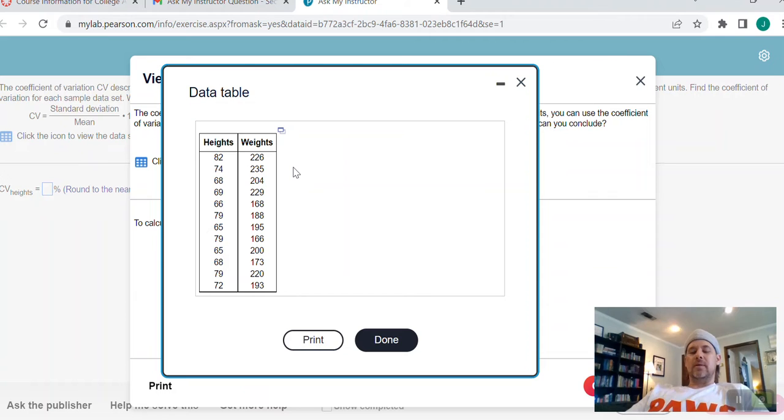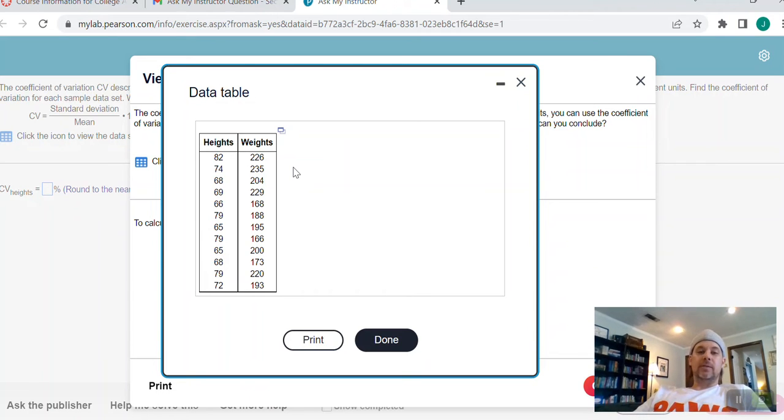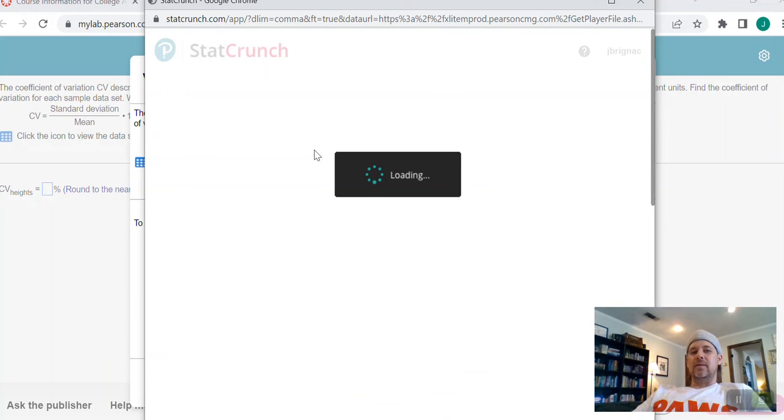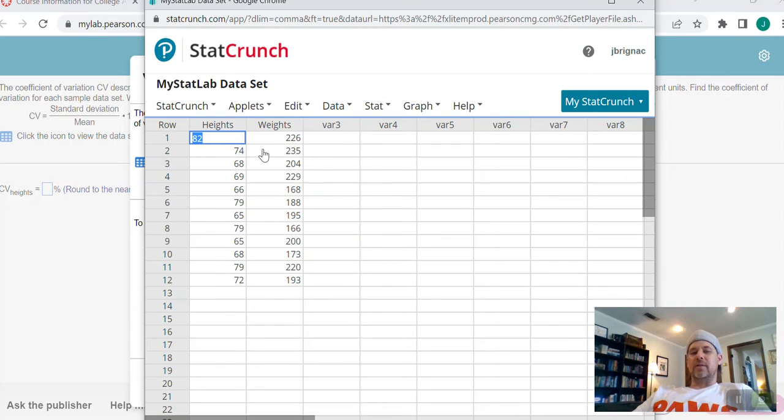And you can do the calculations by hand if you want to, like on paper. But what I would do is click the data table and open in StatCrunch. And it copies the data into this spreadsheet. There are the heights, there are the weights. It's the same data that was already there.